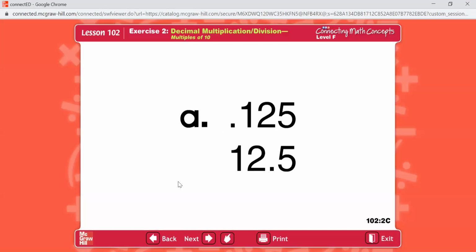Work the rest of the problems. Pause the video now to do so. Problem C, you divided 152 by 10. The new decimal value is 15 2/10.